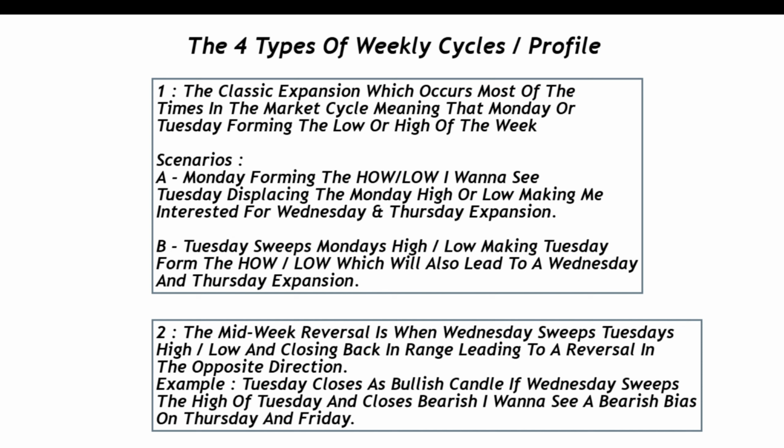For example, Tuesday closes as a bullish candle. Just imagine it. If Wednesday sweeps the high of Tuesday and closes bearish, that means closing back in range, I want to see a bearish bias on Thursday and Friday.